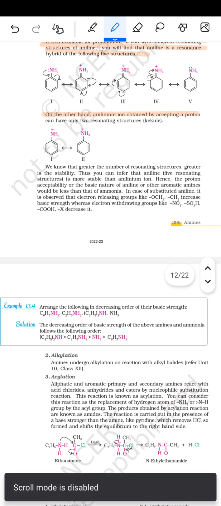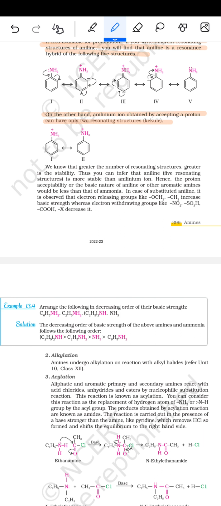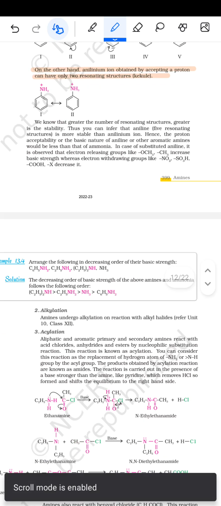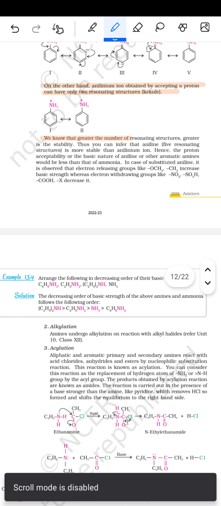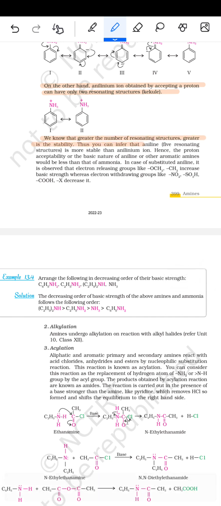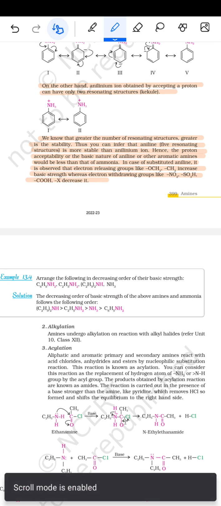On the other hand, the anilinium ion obtained by accepting a proton can have only 2 resonating structures, which are called Kekule structures. After that, we know that the greater the number of resonating structures, the greater is the stability. Thus, you can infer that aniline with 5 resonating structures is more stable than the anilinium ion. Hence, the proton acceptability or the basic nature of aniline or the other aromatic amines would be less than that of ammonia. In the case of substituted anilines, it is observed that electron releasing groups like OCH3, CH3 increase basic strength, but electron withdrawing groups like NO2, SO3H, X decrease it.